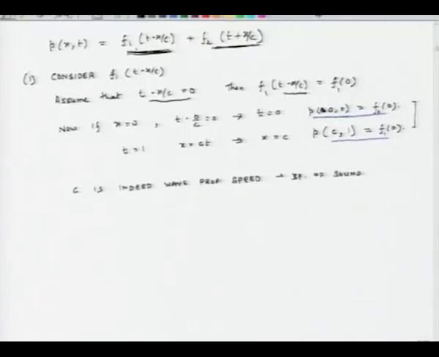And we can make a similar conclusion if we assume that the solution is f2 of t plus x over c. We will get exactly the same conclusion, that the wave propagation speed for pressure comes out to be c, which is the same as the speed of sound.